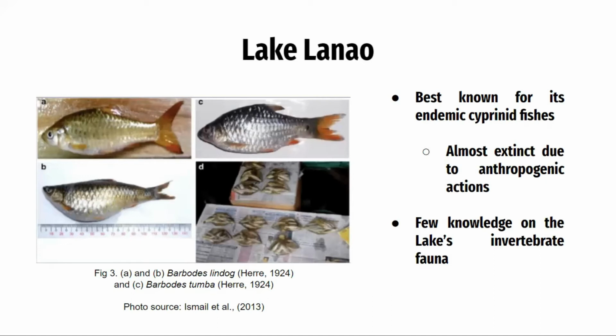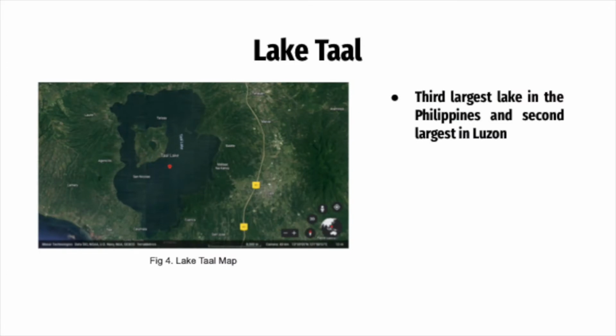Degradation of the lake's water quality has a far-reaching harmful impact on the aquatic ecosystems, survival, and reproduction. Moving on, the last is the Lake Taal. It is known as the third largest lake present in the Philippines and the second largest lake in Luzon.